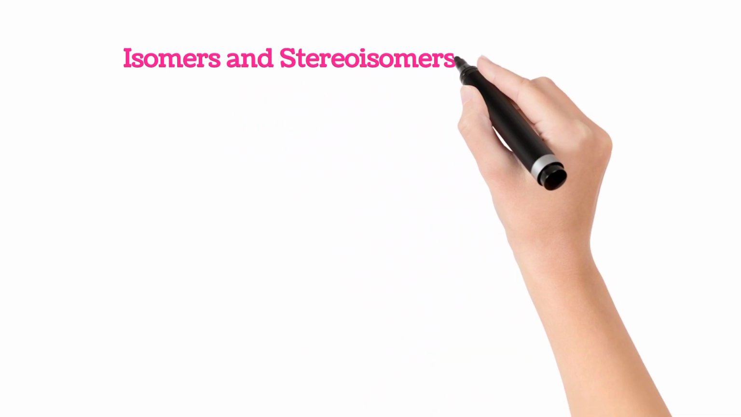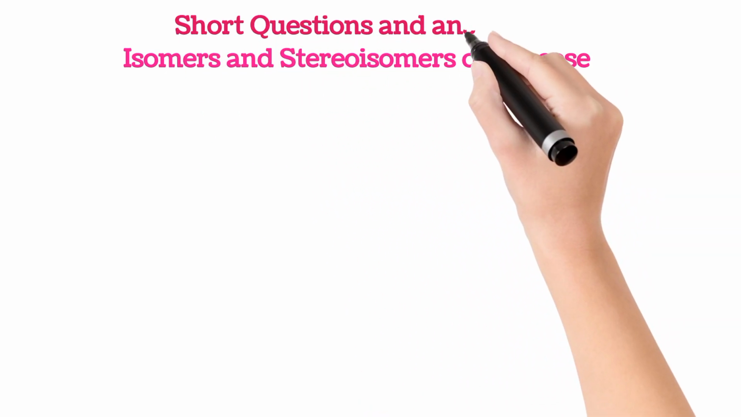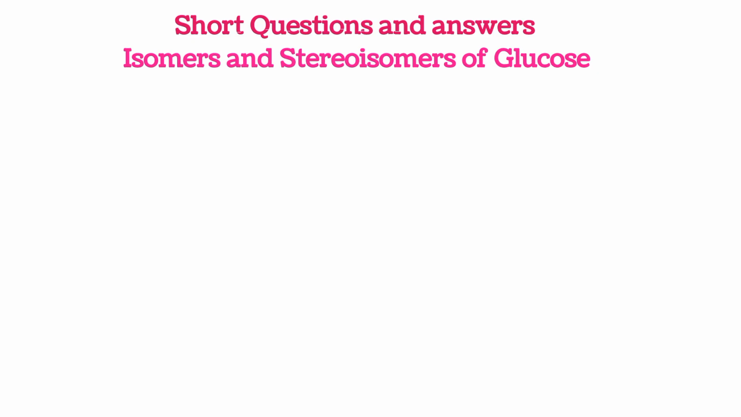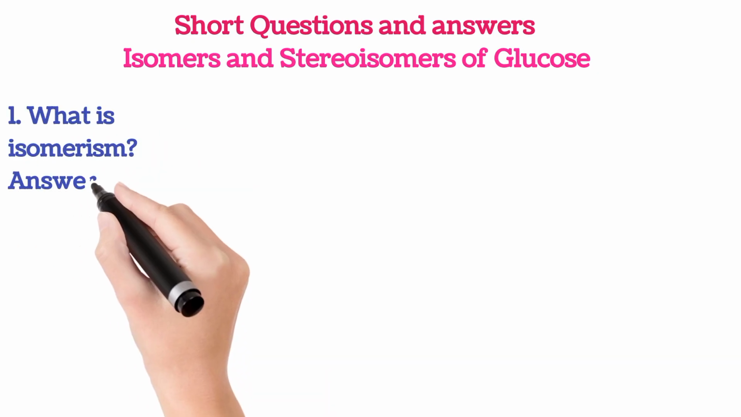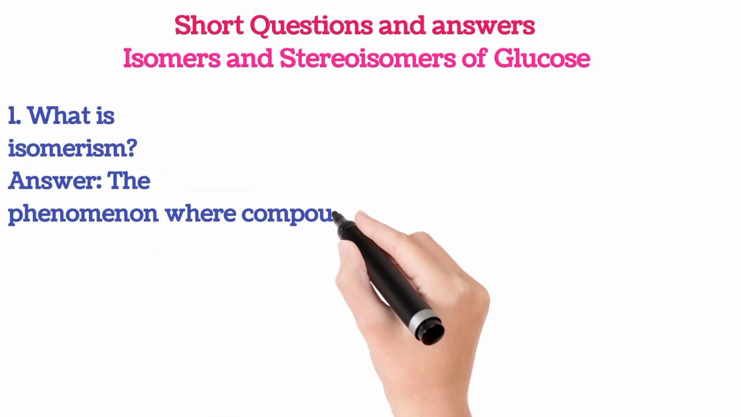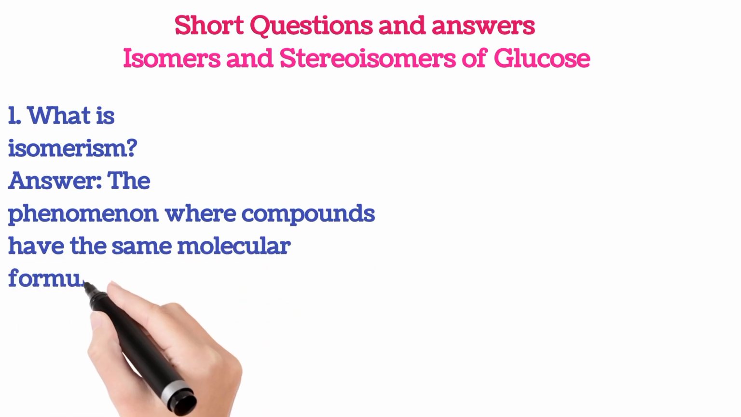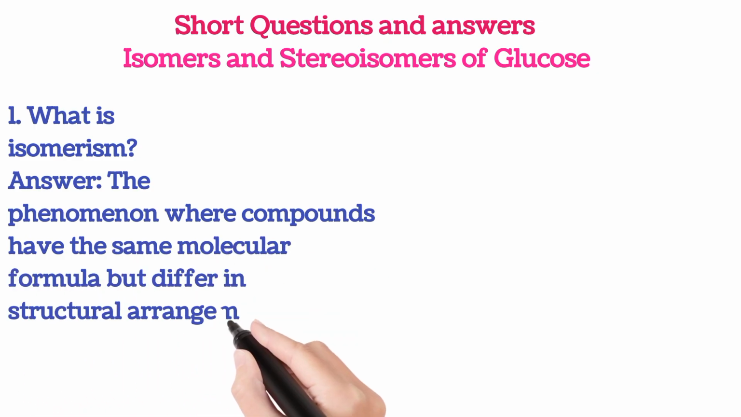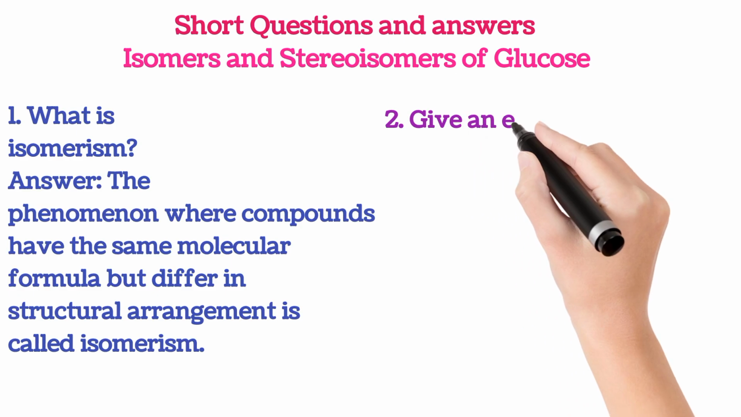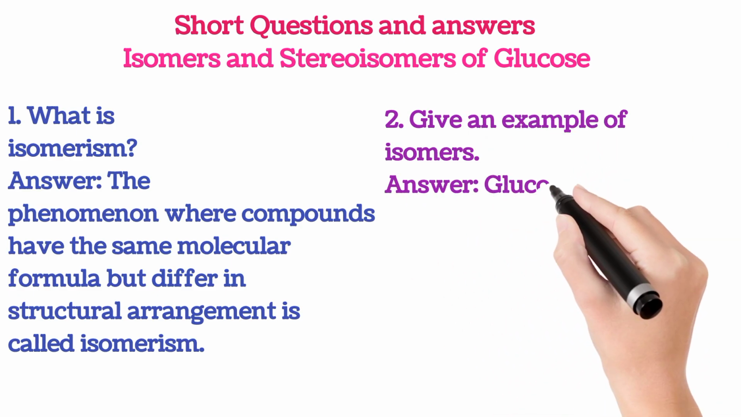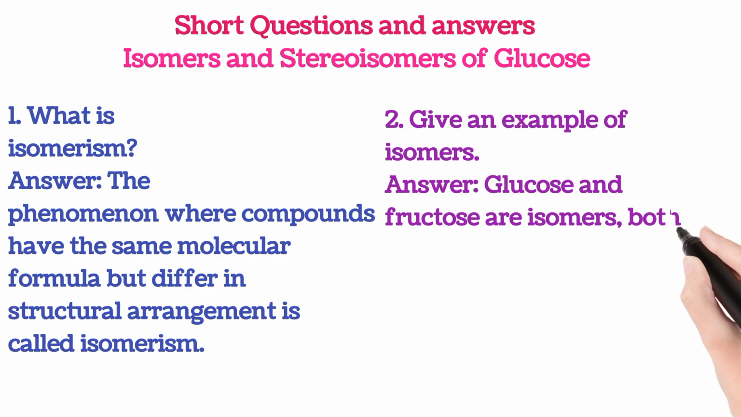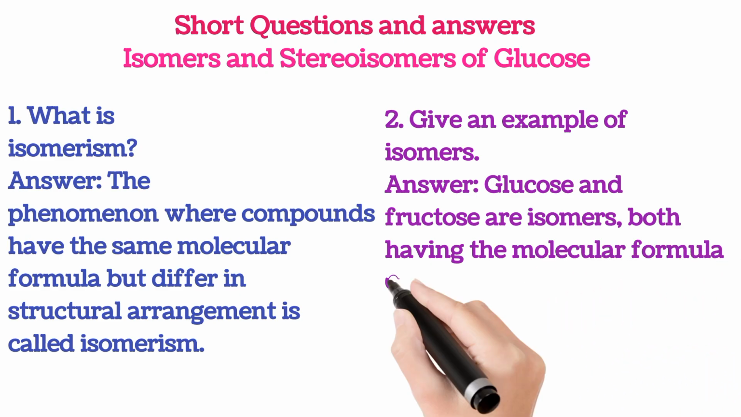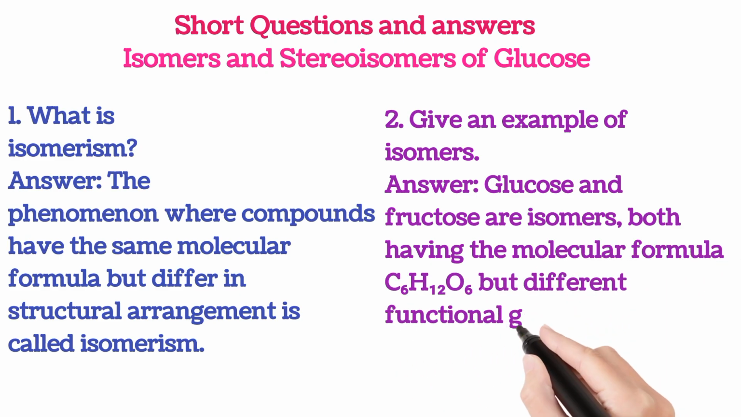Isomers and stereoisomers of glucose. Short questions and answers. 1. What is isomerism? The phenomenon where compounds have the same molecular formula but differ in structural arrangement is called isomerism. 2. Give an example of isomers. Glucose and fructose are isomers, both having the molecular formula C6H12O6 but different functional groups.